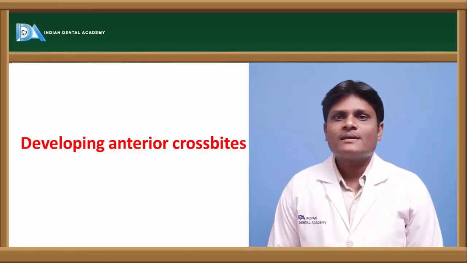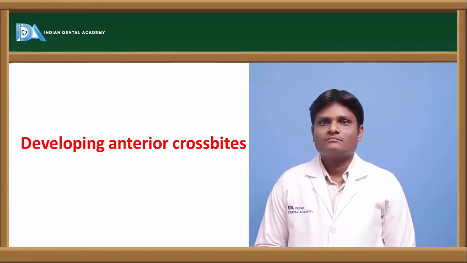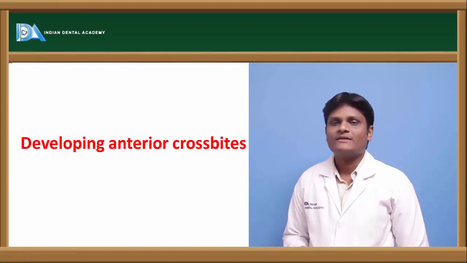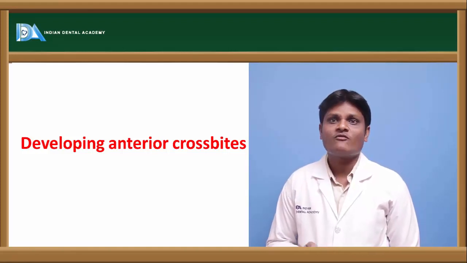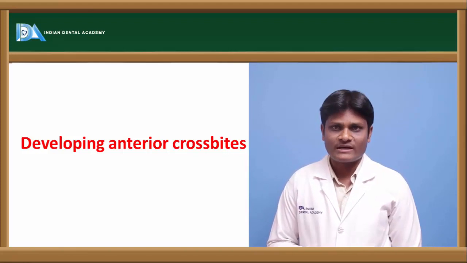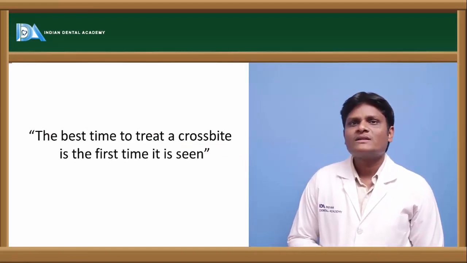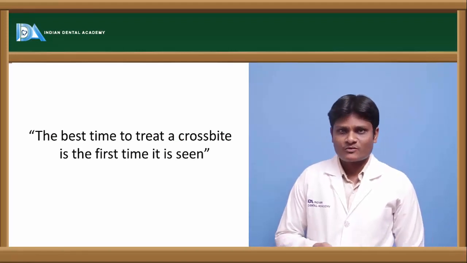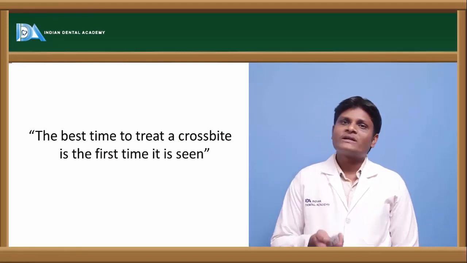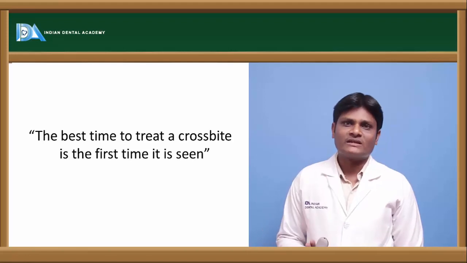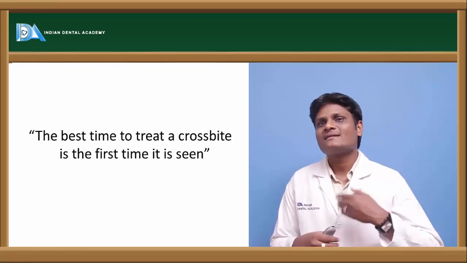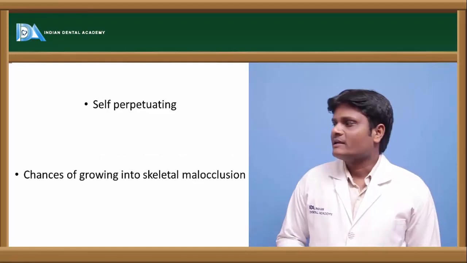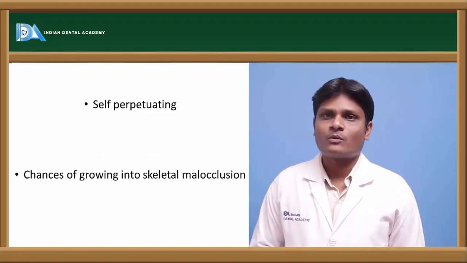Now, the next important process of intercepting a malocclusion is correction of developing anterior crossbites. Now, what is the problem with the anterior crossbite? Anterior crossbite is supposed to be an emergency malocclusion. The best time to treat it is the first time you see it. That means it should be treated as early as possible. Why? First one is, it is a self-perpetuating one.